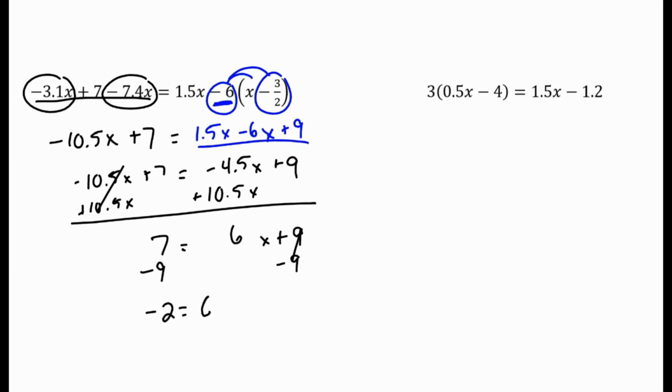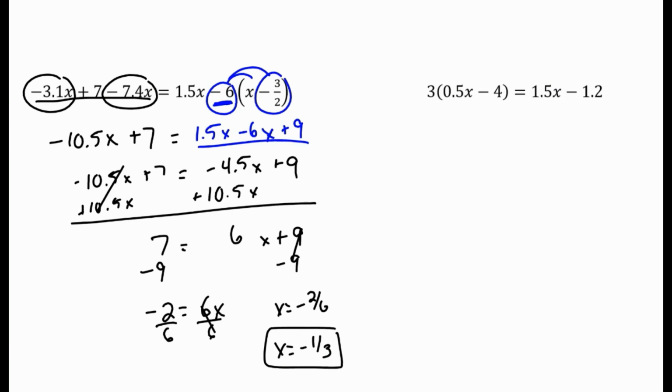Negative 2 equals 6x. Well, that's a little bit weird because I'm going to end up with a rational number, a fraction, as my answer. So what's the rational number? X equals negative 2 over 6. But we better know that is negative 1/3 if we simplify that fraction. How do I check that that's actually a solution? Take it and plug it in.